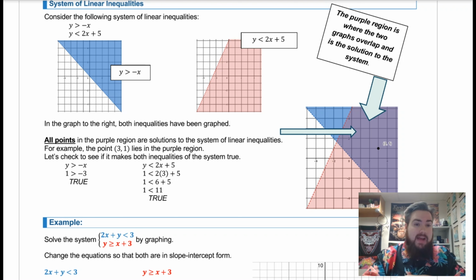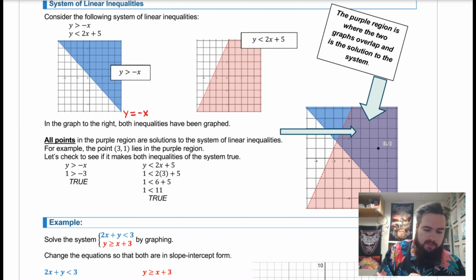y greater than negative x and y less than 2x plus 5. First of all, we think about each inequality separately. So, on the left side, we have y greater than negative x, represented by the equation y equals negative x as our boundary line, which is dashed because we do not have an equality there. And we then have the shaded region above that to represent the half plane of solutions. You can test this as usual by plugging in a point, such as here (1, 0), which would be about there, to see if that would work.